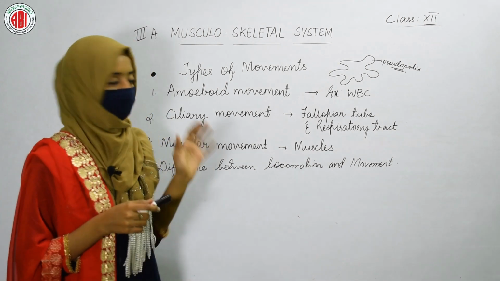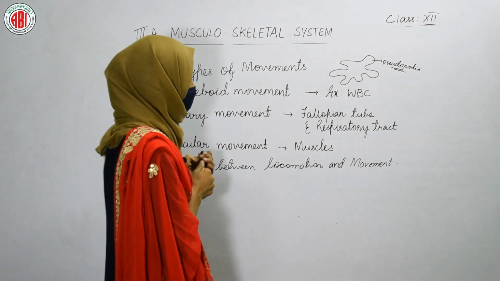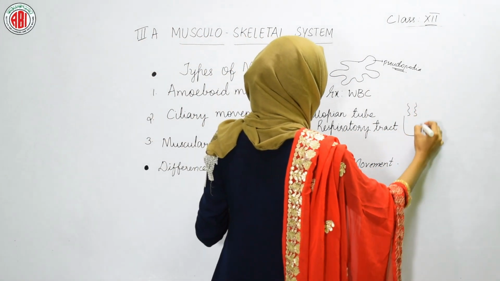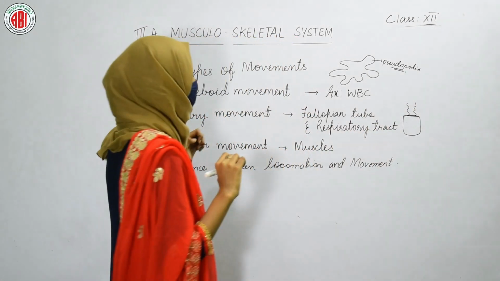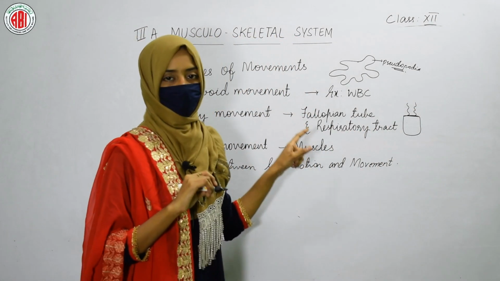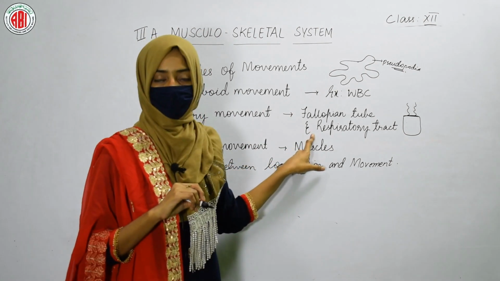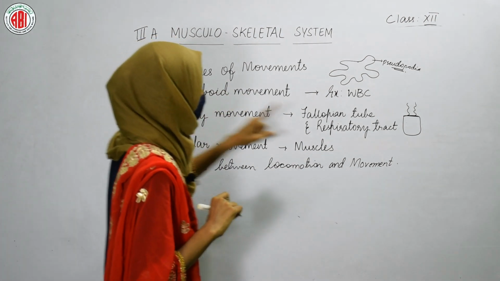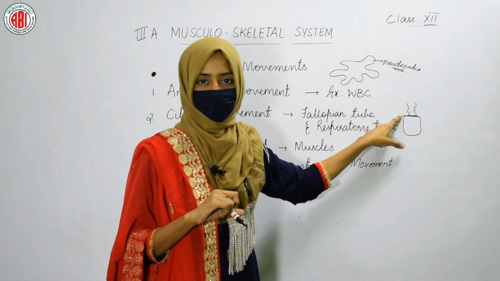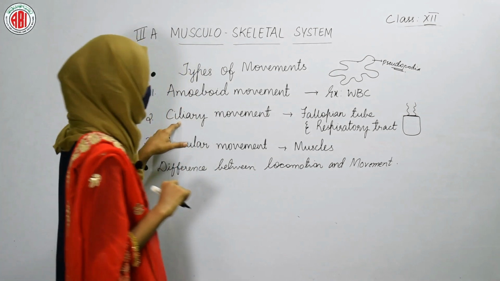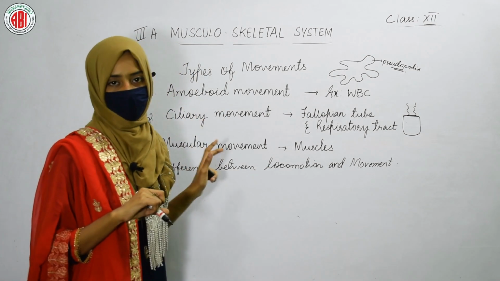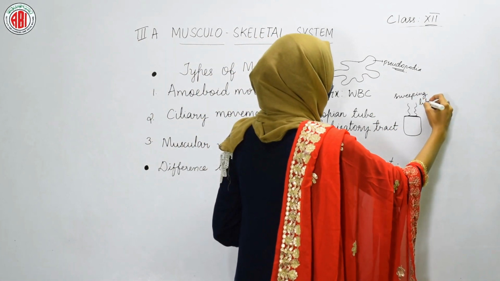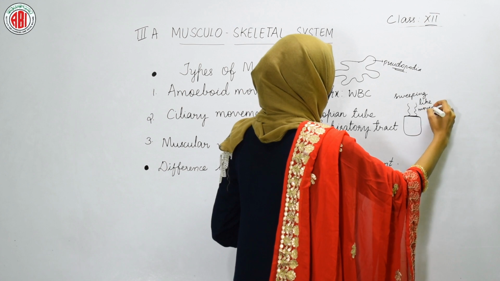Ciliary movement means firstly we will see the structure of cilia. Cilia are small thread-like structures that are found on the surface of some cells. For example, on the cells which form the fallopian tube and the cells which form the respiratory tract, on the surface of these cells you can see thread-like structures and we call these structures cilia. So cilia show the ciliary movement, which is sweeping.